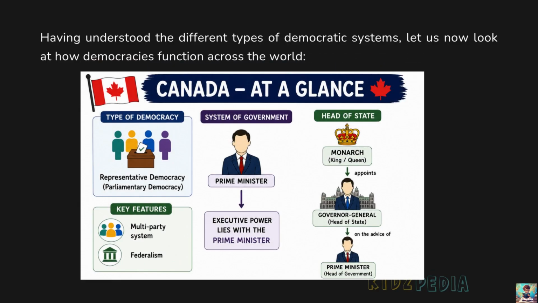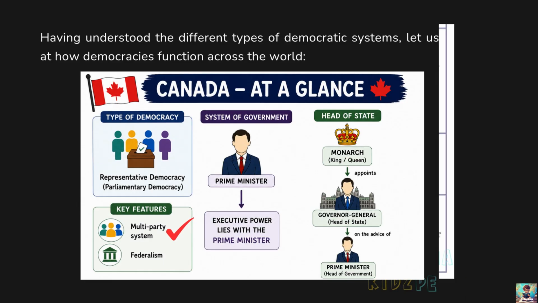Next is Canada. Canada also has a representative democracy with a parliamentary system. Here, the executive power lies with the Prime Minister. The Governor General is the head of state. The Governor General is appointed by the monarch on the advice of the Prime Minister. Canada has federalism, meaning power is divided between different levels of government. It also has a multi-party system.